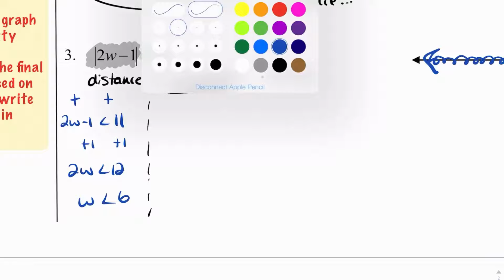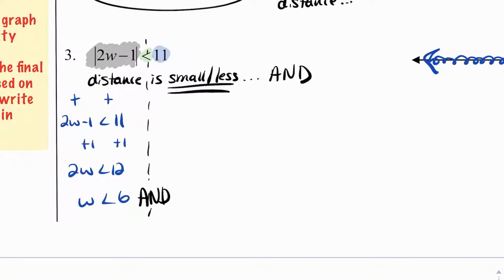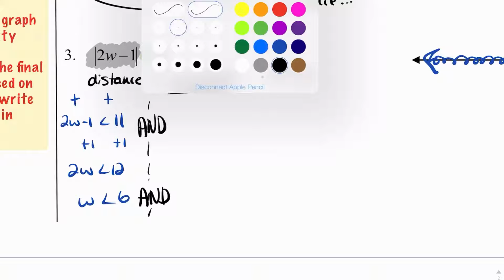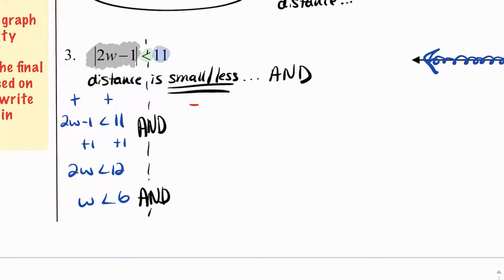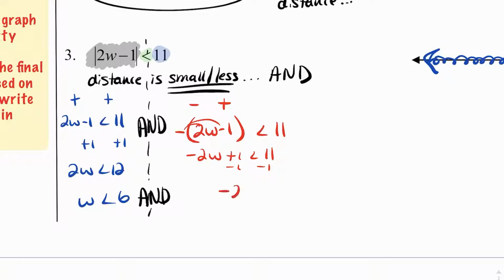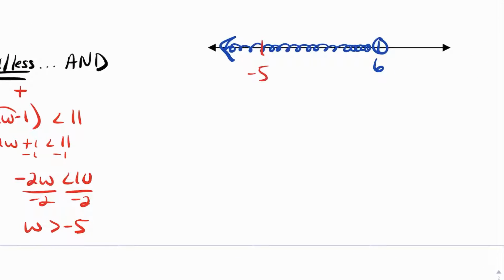That was our positive version, and we know that there's going to be another one connected with the word and. And our other version, just like we did with equations, is our negative version. So we'd want to take the negative or the opposite of whatever was inside the absolute value. Keep everything else the same. So we distribute the negative, subtract our 1. Now again, when we divide by a negative, we just got to remember to flip the sign. Now let's go graph that. All the w's that are greater than -5. So here's -5. I don't want -5, so I'm going to leave it open. I'm going to shade all the numbers that are bigger than that.